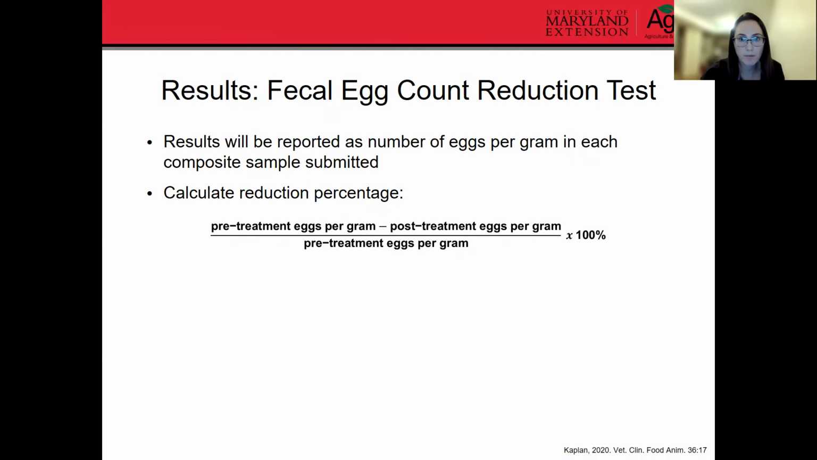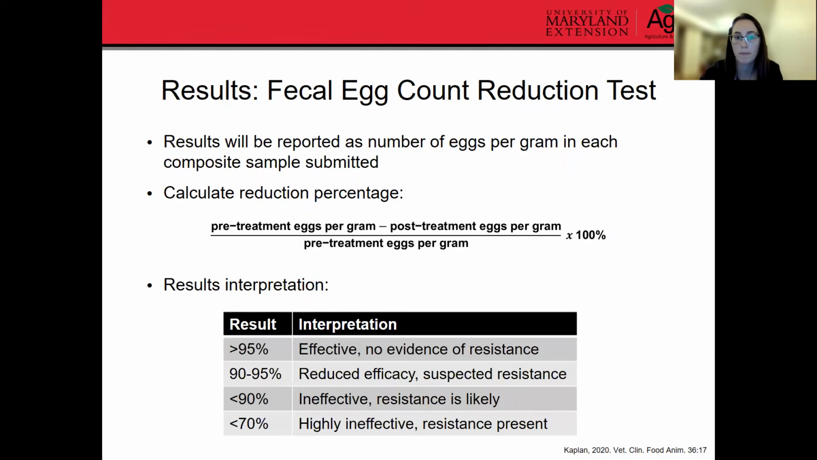So what you will get back from the lab is a report that says number of eggs per gram of manure that you submitted. And what you do with those numbers is you take the difference between the two, so the pre-treatment eggs per gram minus the post-treatment eggs per gram, divide by the pre-treatment eggs per gram, multiply by 100%, and that will give you the percent reduction that you saw.